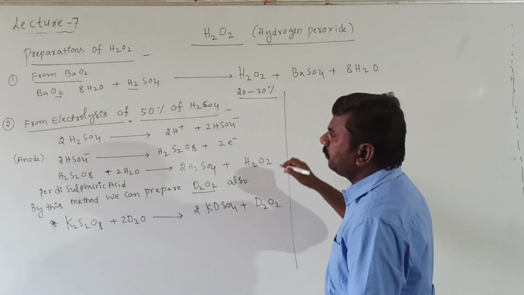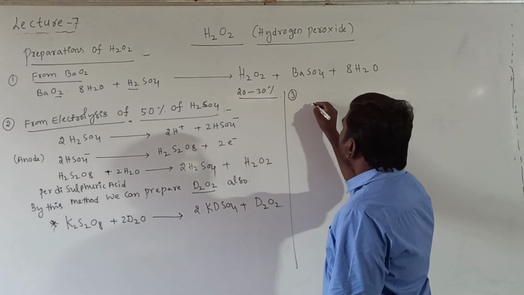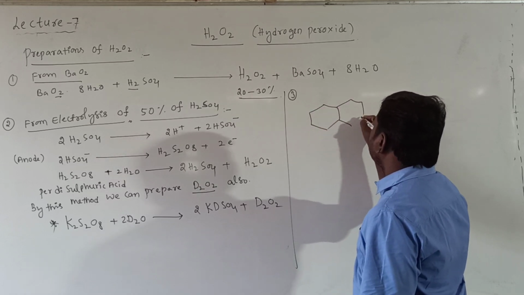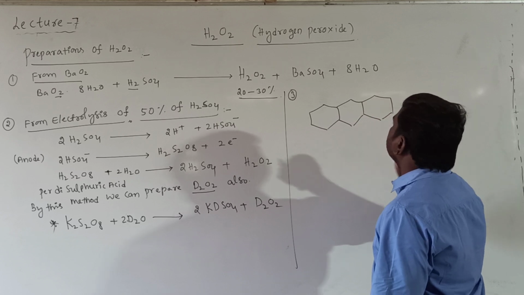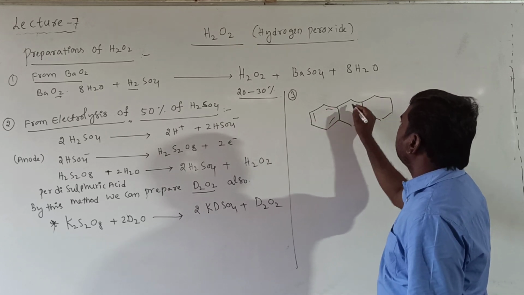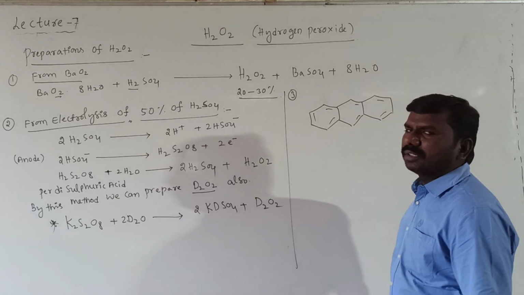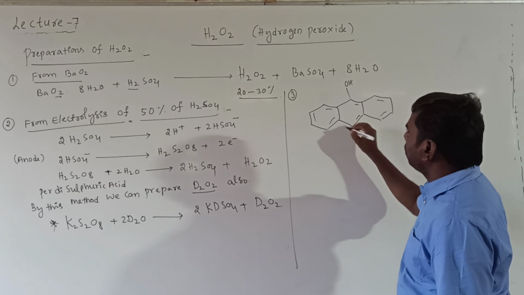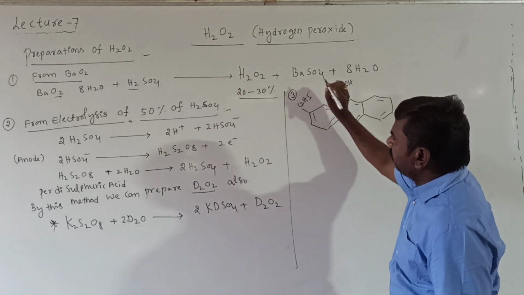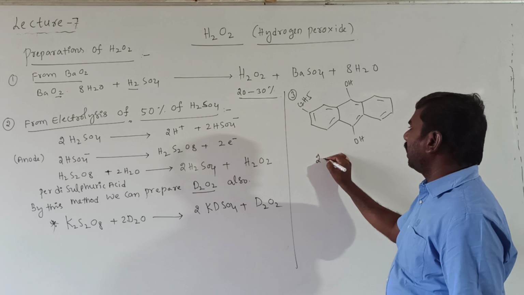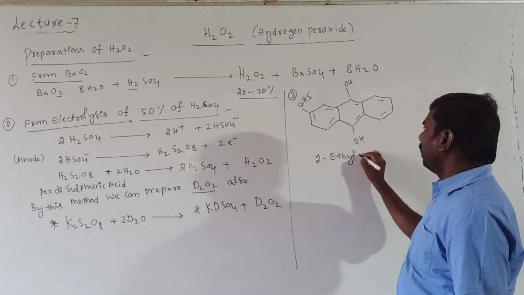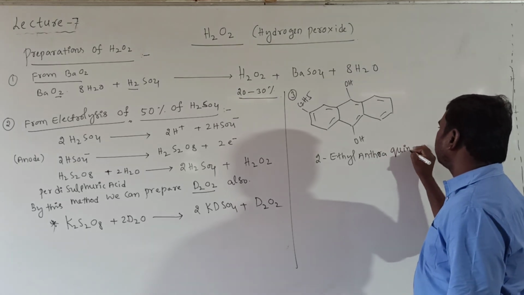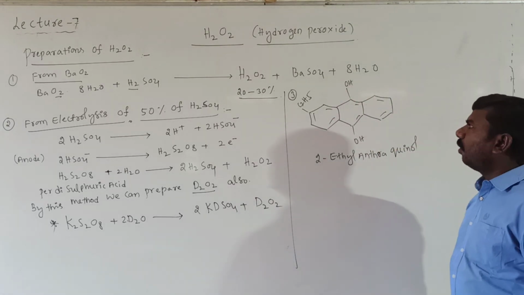So next, another question. Third one, anthracene. Anthracene we know already. Anthracene means 3 benzene rings, so totally 3 benzene rings. Here, OH and C2H5 at the second position, indicated as 2-ethyl anthraquinol. OH is there, that's why it is a phenol.